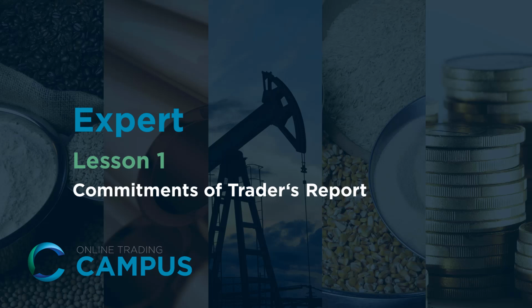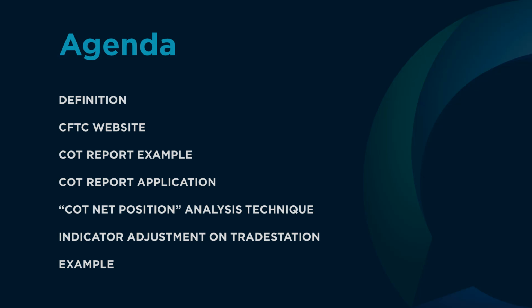In Lesson 1, we will cover the Commitments of Traders Report. In this lesson, I'm going to introduce a new type of report called the Commitments of Traders Report. We are going to define it and learn what information it contains. Then we are going to talk about how we can use this information to increase the chance of success in our trades. And towards the end of our lesson, I'm going to demonstrate how we can insert this report into TradeStation, modify it to suit our needs, and take advantage of it to maximize the chance of our success.